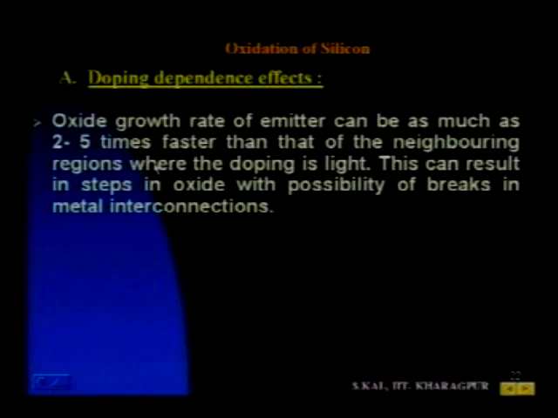What I discussed till now is written here. You see in the slide that the oxide growth rate of the emitter can be as much as 2 to 5 times faster than that of the neighboring regions where the doping is light. That means in the base region. In the emitter region, the oxide growth rate is faster because there the doping concentration is very high. As a result, steps will be formed in the oxide with the possibility of breaks in the metal interconnection. Just now what I discussed.